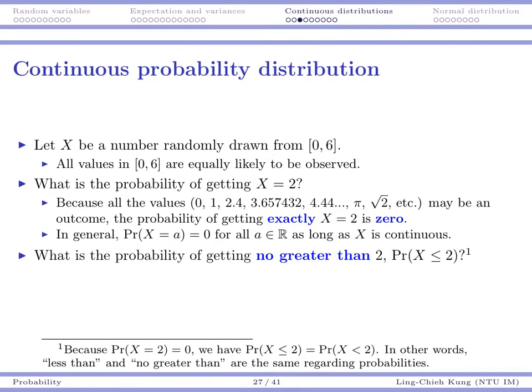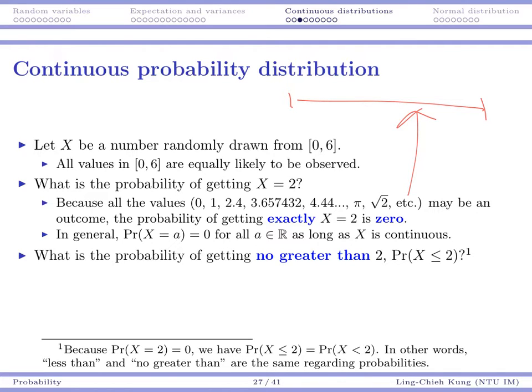Okay, so let's understand some technical things. Suppose x is a number randomly drawn from 0 to 6. Now let's start with this technical example. Then that means I'm going to generate x by randomly drawing a number from 0 to 6. Or I can say I have an interval and I'm going to randomly point at a point. Then that's my random variable x.